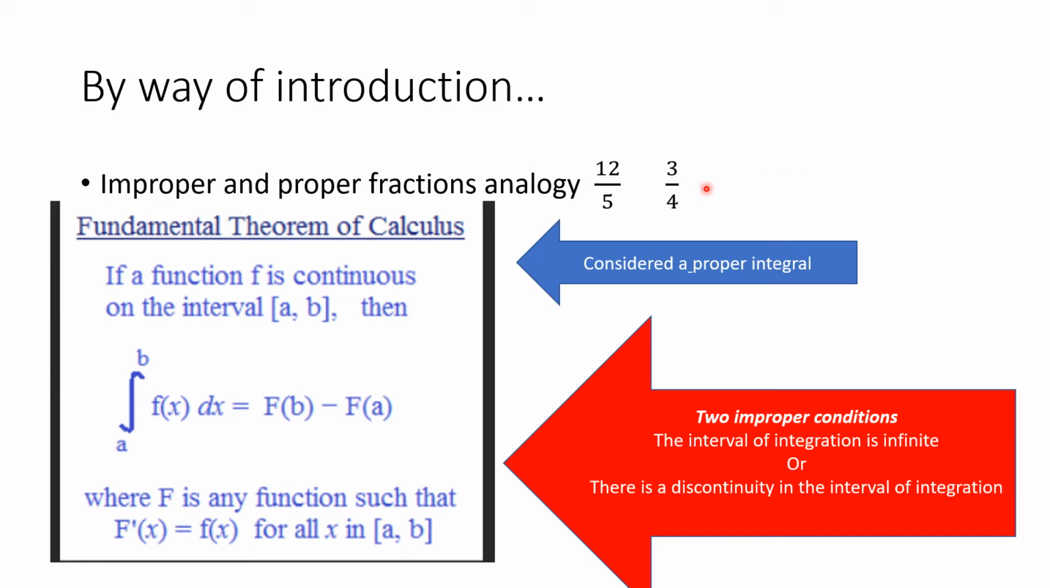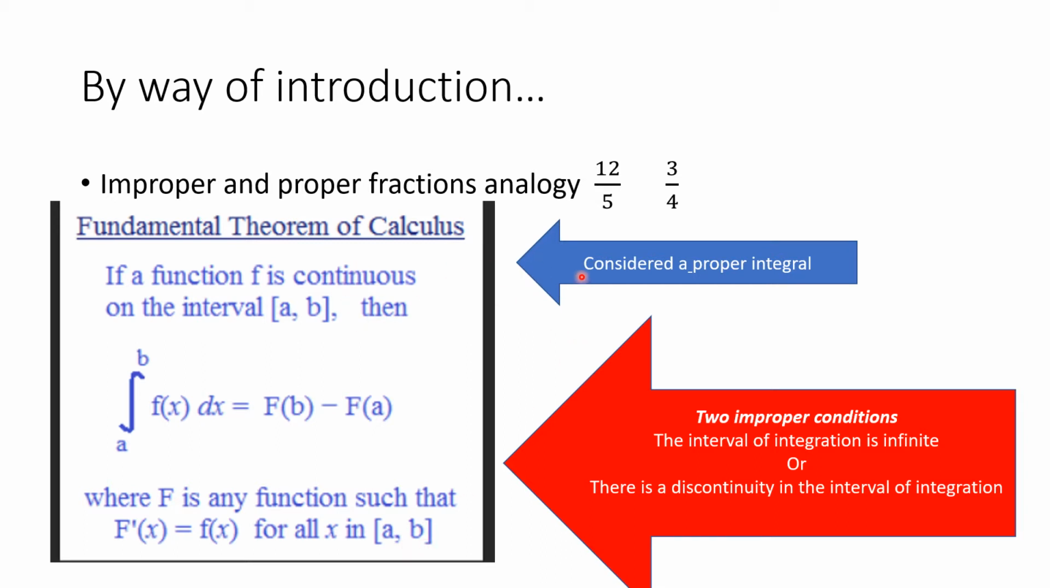Again, both of them are great numbers, and when we talk about improper integrals and proper integrals, they're both good things. Now, back in Calc 1, you learned the fundamental theorem of calculus, which said if a function is continuous on the interval [a, b], and this was a finite interval, a and b were finite numbers, then the definite integral from a to b of f of x dx was equal to capital F of b minus capital F of a, where capital F is any antiderivative of lowercase f of x, and that was true for all x in [a, b].